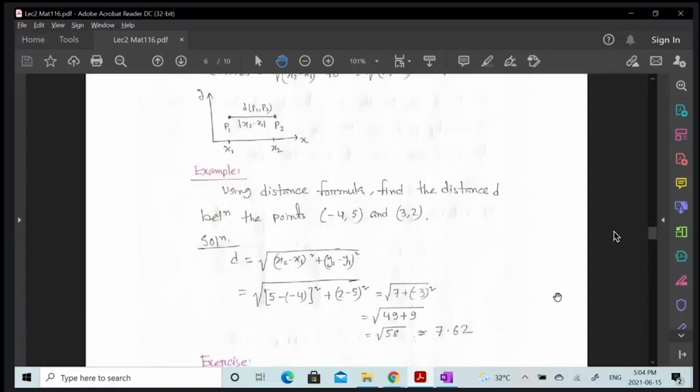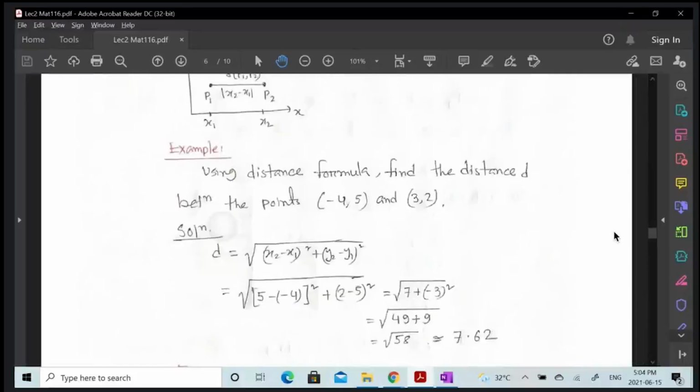Okay? Can you zoom it a bit? Sure. Is it better now? Yes, thank you. No problem.